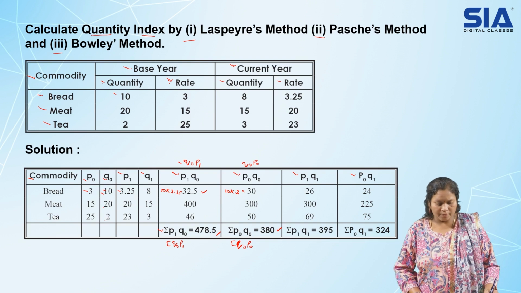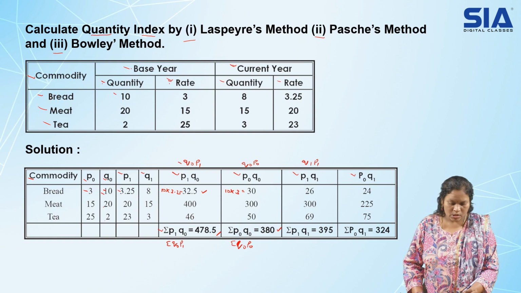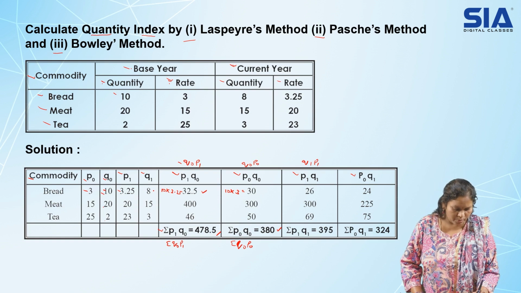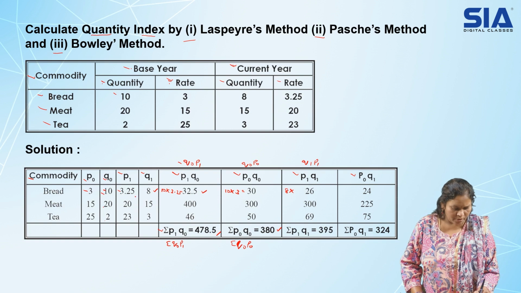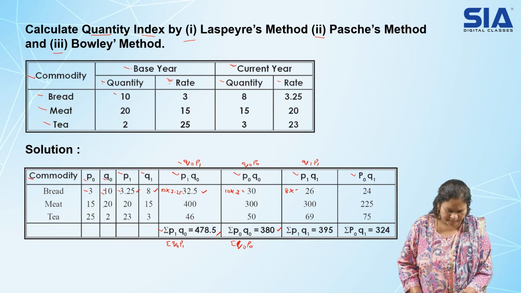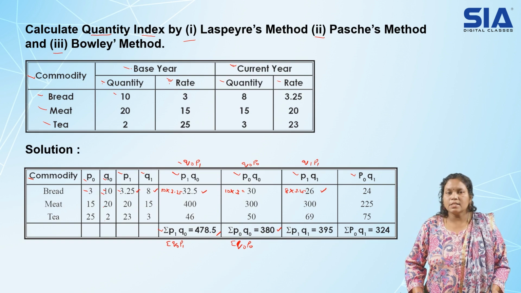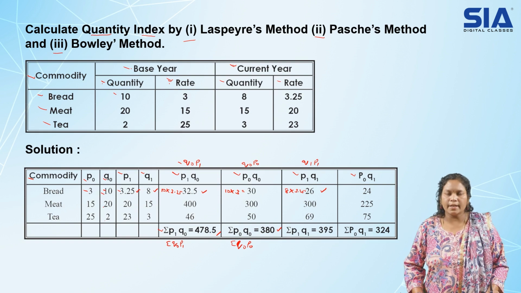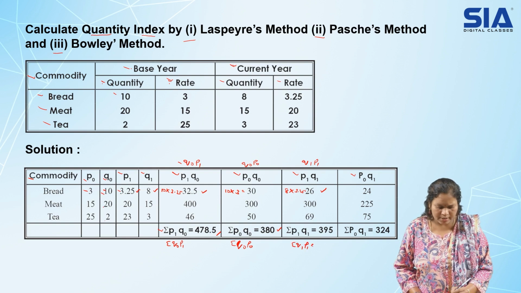Okay, next we have to do Q1 P1. So here P1 Q1 we wrote, anyhow it is the same. So consider the Q1 value, 8 I have. So 8 into the P1 value I have as 3.25. So I've got some value for Q1 into P1. Similarly, consider all other values, multiply and then add up. We got the total for summation Q1 P1, that is 395.